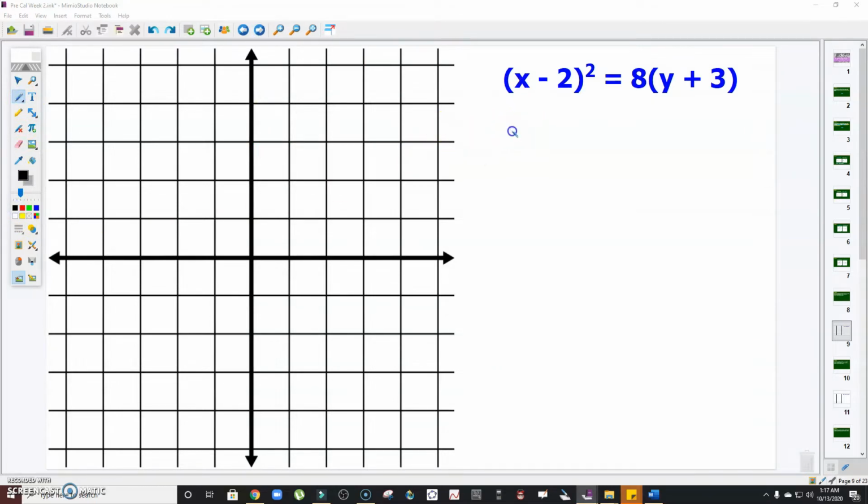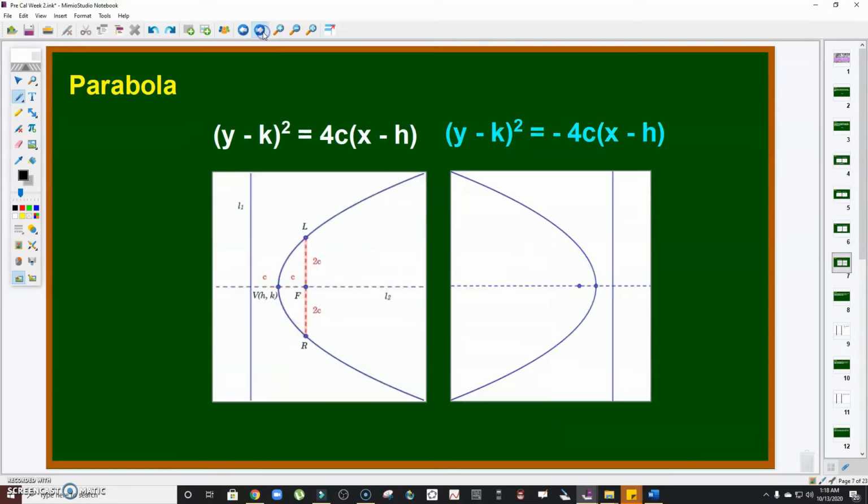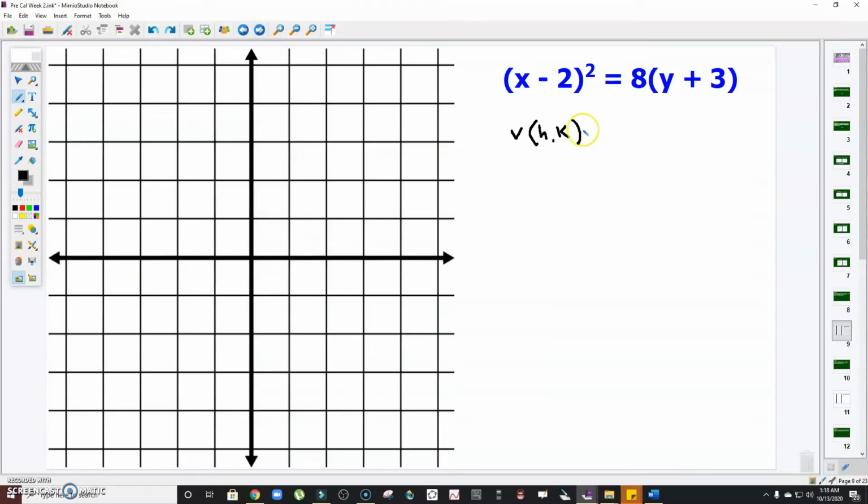Clearly, we first get the vertex. All we have to do is reverse the signs of these. Why reverse? Our vertex is denoted by (h, k). In the formula, it is (x minus h) and (y minus k), so you have to reverse the signs. Clear? Therefore, my vertex here is (2, negative 3).